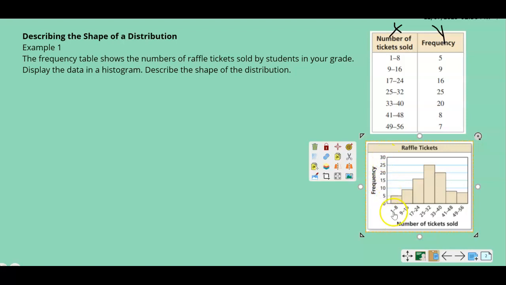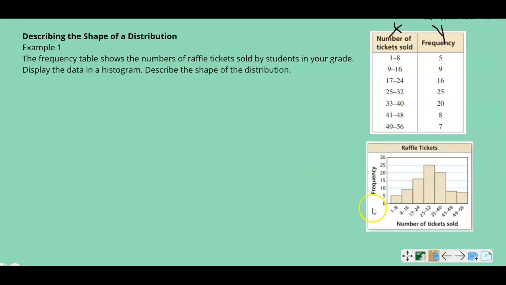All right, and then you can see that from 1 to 8, number of tickets sold, the frequency was 5. So that's how you make the bar graph there. And then from 9 to 16, the frequency is 9, which would be just below 10. And then from 17 to 24, there are 16, so it would be just above 15. And you can see how that graph is formed from that table. All right, so it says display the data in a histogram. So here's your histogram.